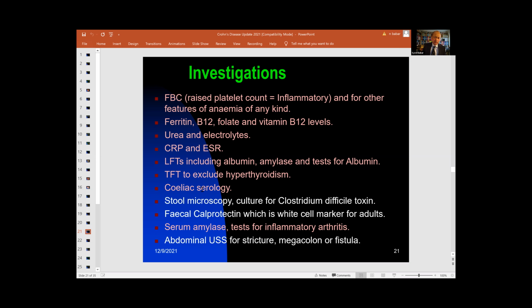The stool microscopy needs to be cultured for Clostridium difficile toxin. Fecal calprotectin is a very important test which must be done in inflammatory bowel disease, and this is a white cell marker for adults. Amylase for pancreatitis. Tests for inflammatory arthritis such as rheumatoid arthritis, anti-CCP antibodies, and so on should be done as well. Abdominal ultrasound scan can show up strictures, megacolon, or fistula.